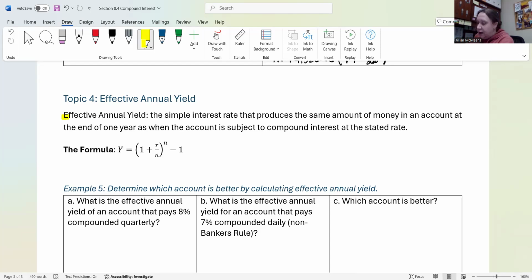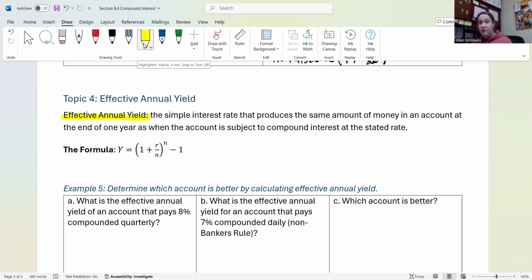So effective annual yield, this is the simple interest rate that produces the same amount of money in an account at the end of 1 year as when the account is subjected to compound interest at some other stated rate. So let's just say you've got three different investment opportunities. They have different compounding periods and they have different interest rates. How do we find some common ground? How do we compare these?